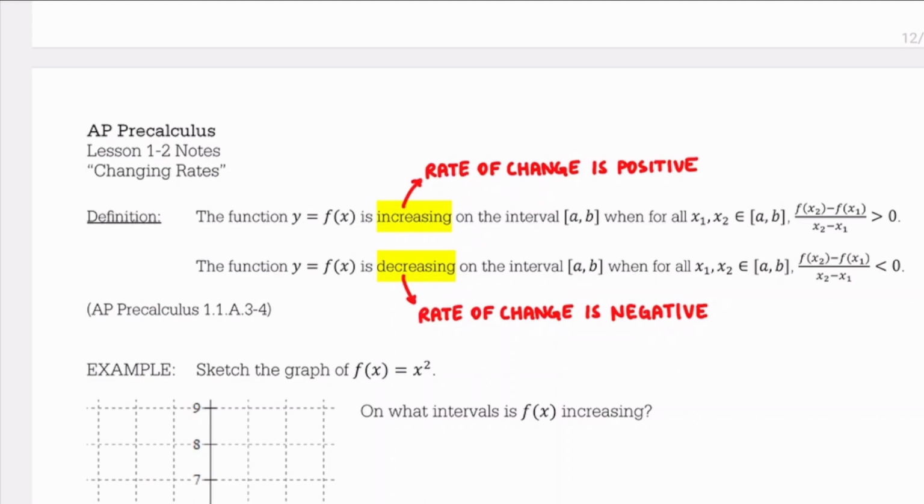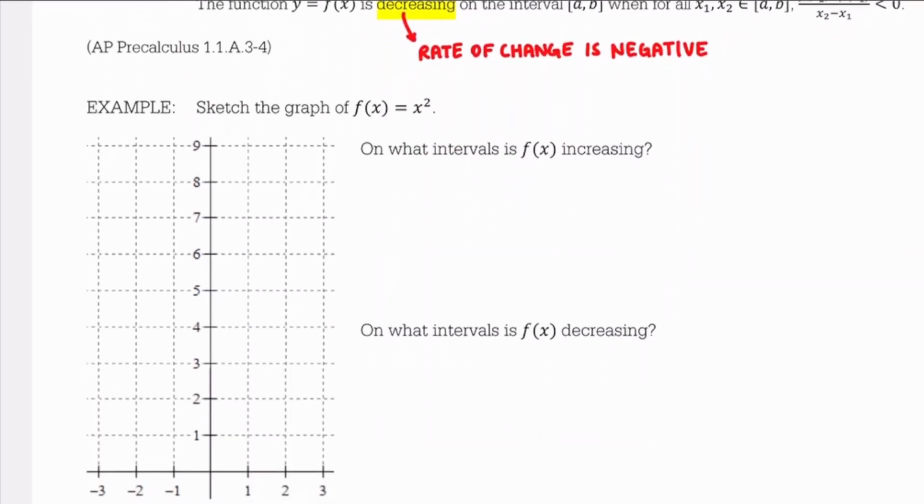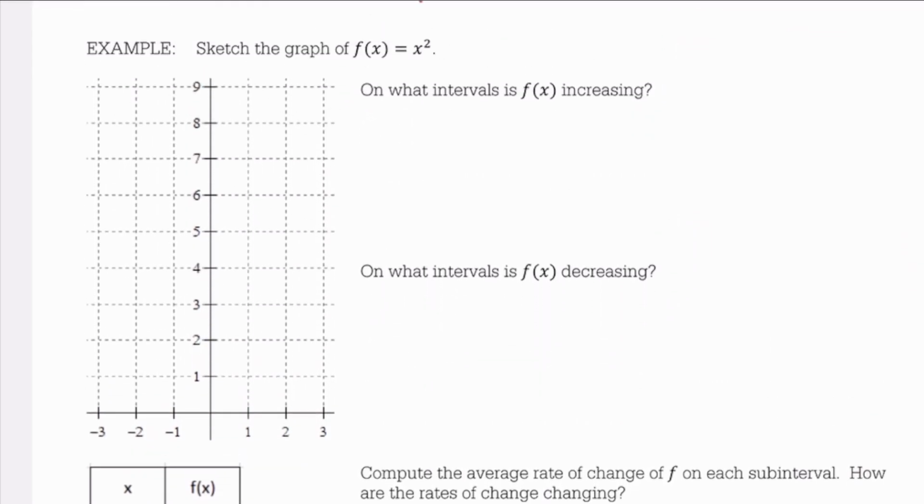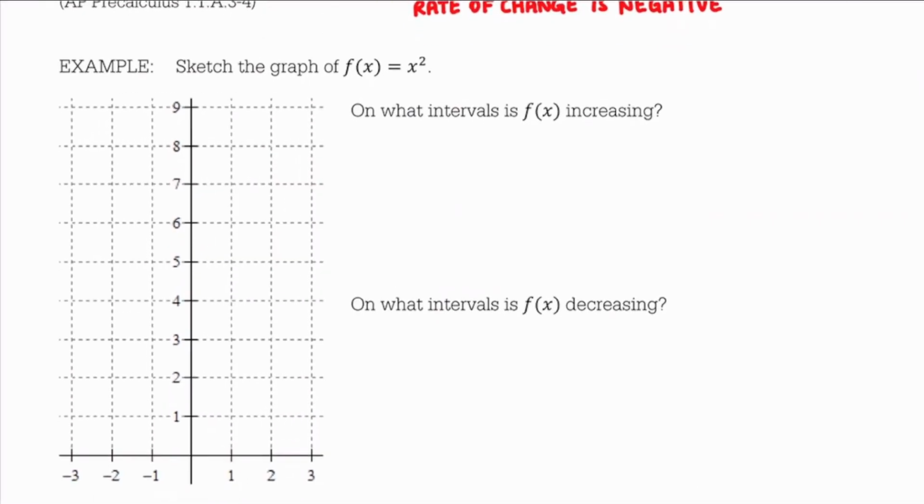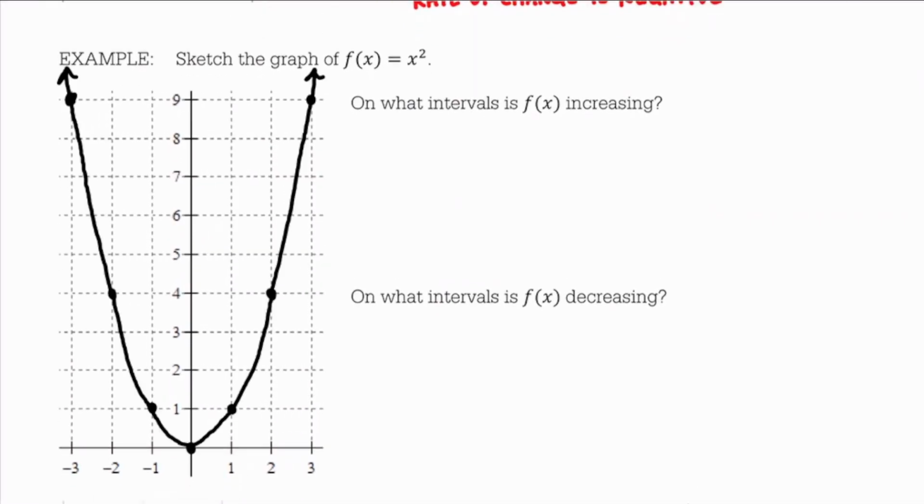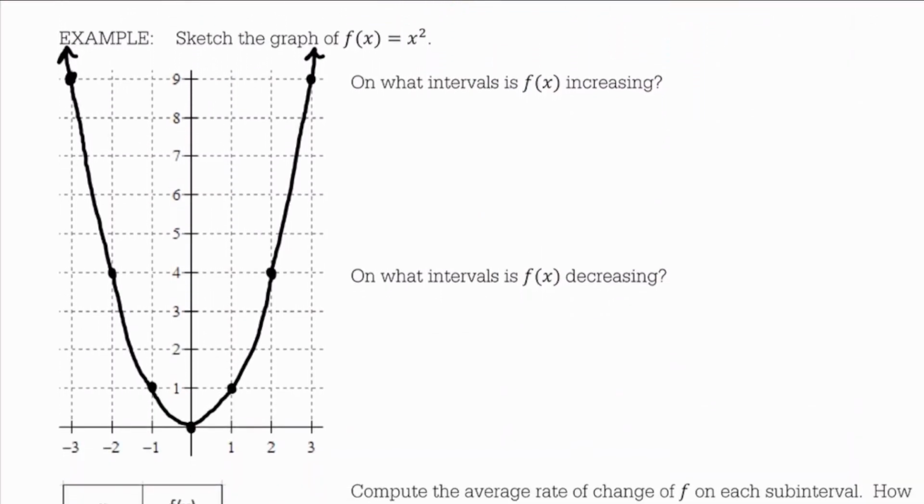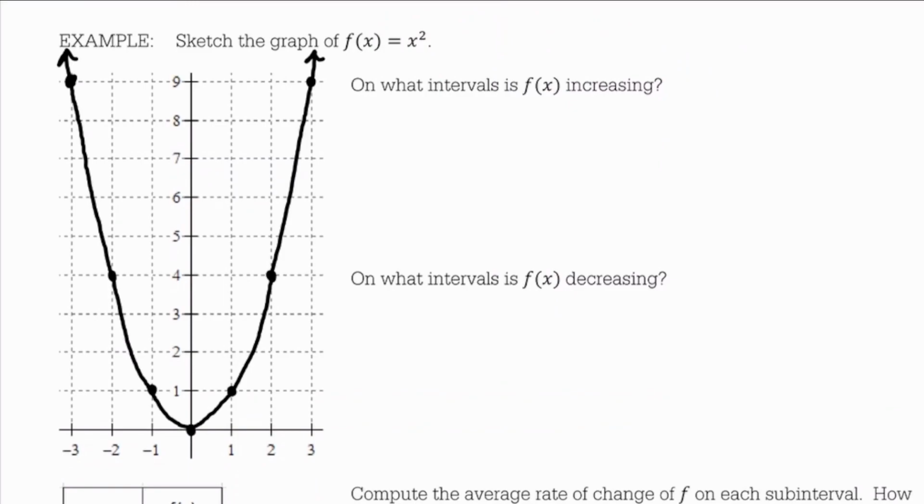Okay, so let's start with a discussion of the graph of y equals x squared. So we're going to start by sketching the graph, and we've got a table down here that we'll get into in a second. So I'm just going to sketch in the graph. You know what this looks like. And if we're asked on what intervals is f of x increasing, really go back to the definition. Increasing is where the average rates of change are always positive for any 2 points in that interval, or where the function has a positive slope. And so that's going to be where x is greater than 0.